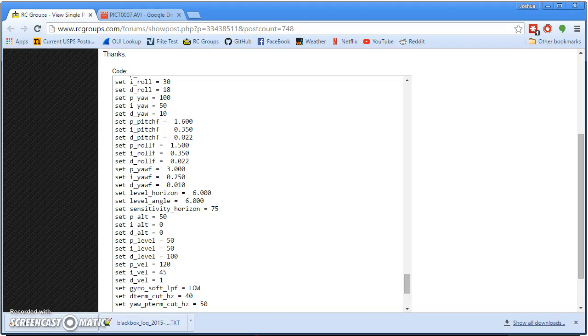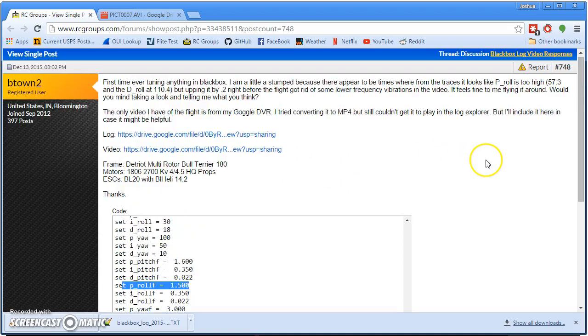So now I'm looking back at your config, and we can see that if you were to raise your roll P gain, let's say from 1.5 to 1.7, okay? At that point, your roll P gain is going to be higher than your pitch P gain. And I think that's probably not optimal.